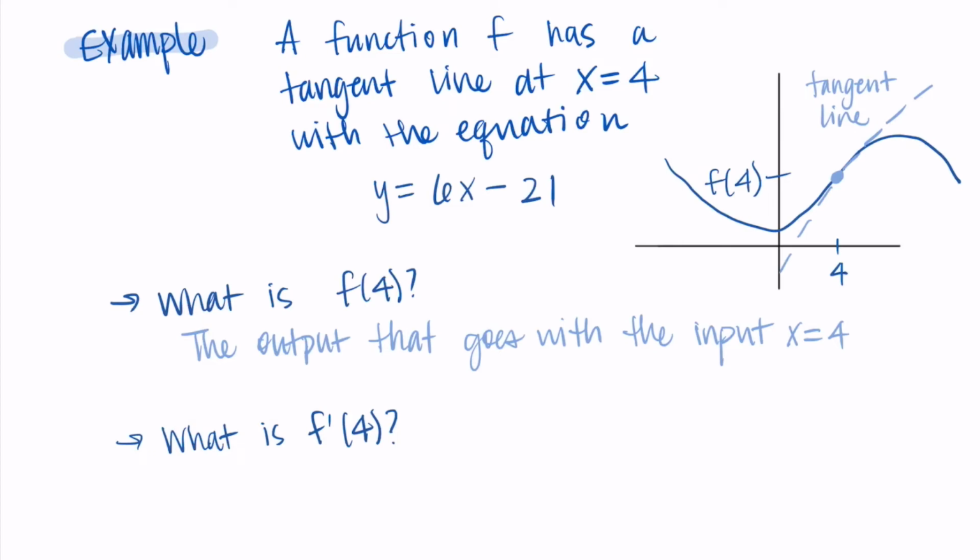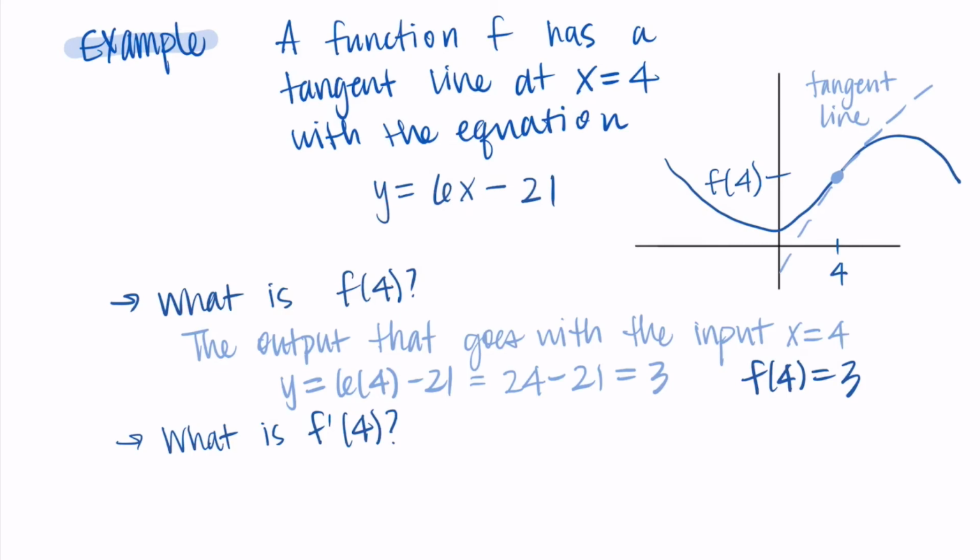So to find that value, let's substitute 4 into the tangent line. So we're going to replace x with 4, and we have y equals 6 times 4 minus 21. That's 24 minus 21, which is 3. So we know that f of 4 equals 3. This means that the point (4, 3) is on both the tangent line and the function.